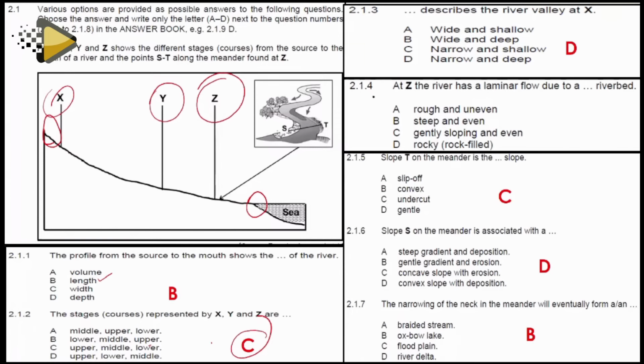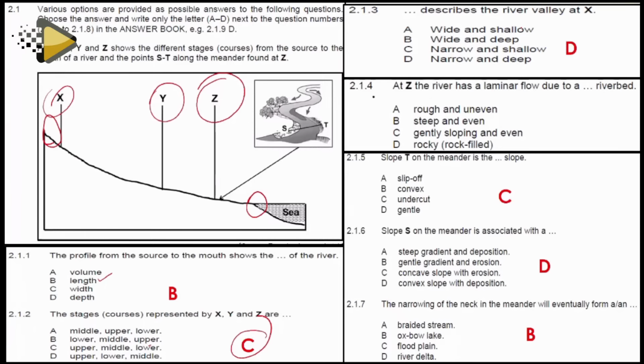Describe the river valley at X. So we're looking at the river valley at X. Is it wide and shallow? Is it wide and deep? So the correct answer there is that it is narrow and deep.